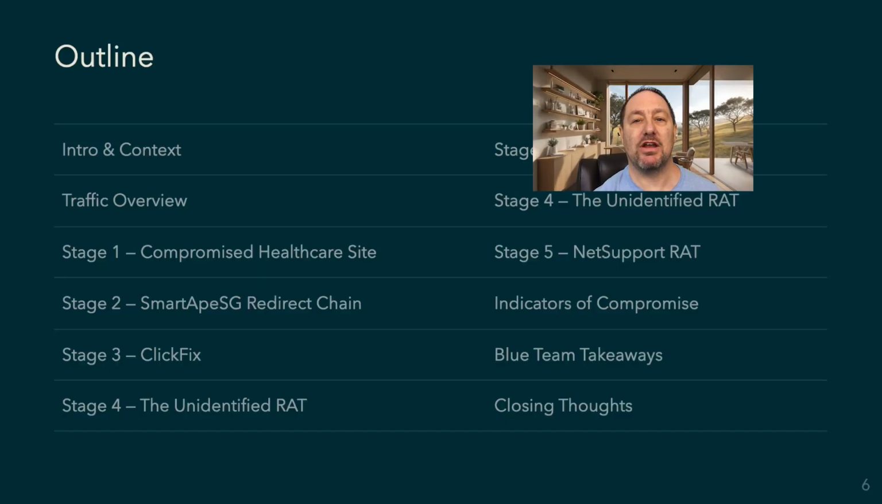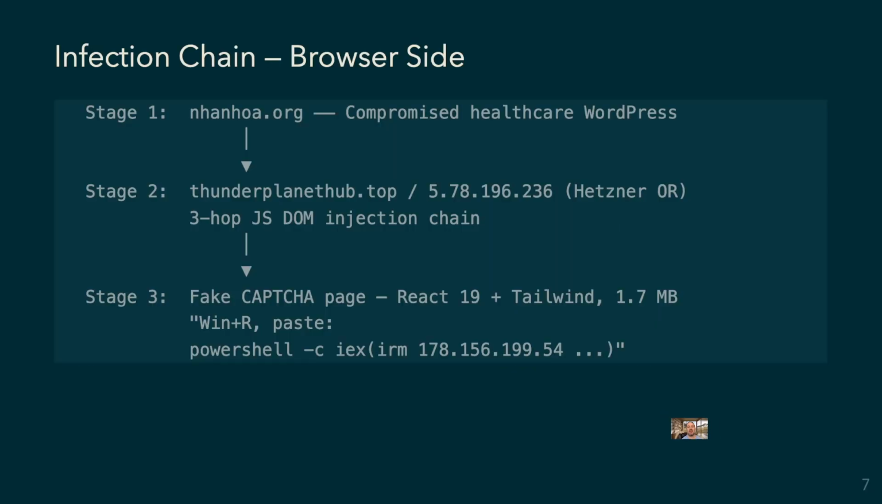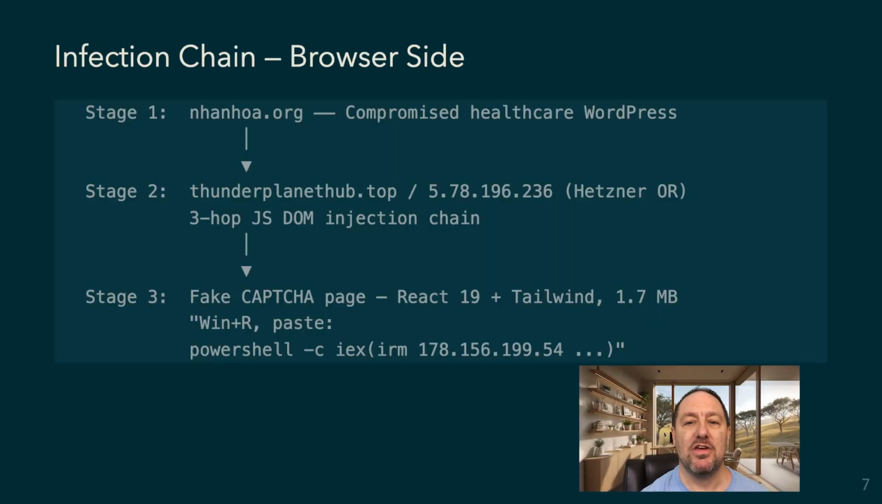So in this outline, based upon the PCAP, we are going to cover 12 sections, covering the full infection chain from compromised healthcare site to the NetSupport RAT. We'll trace every packet, every IP, every bad decision this machine made. Let's dive in. Documented in Brad Duncan's analysis, this diagram covers stages 1 through 3.